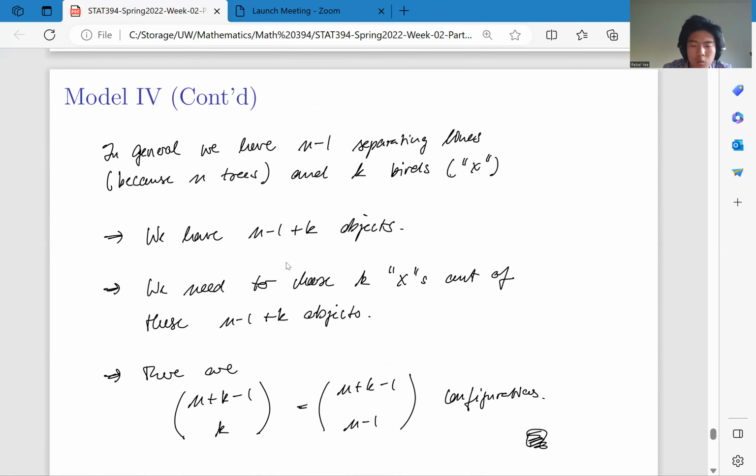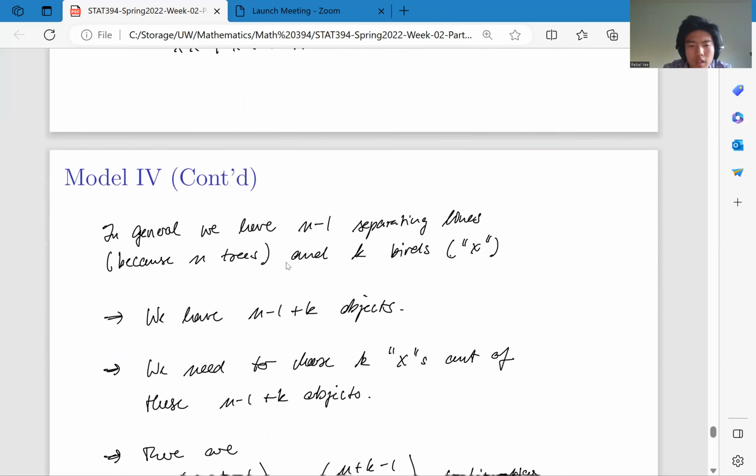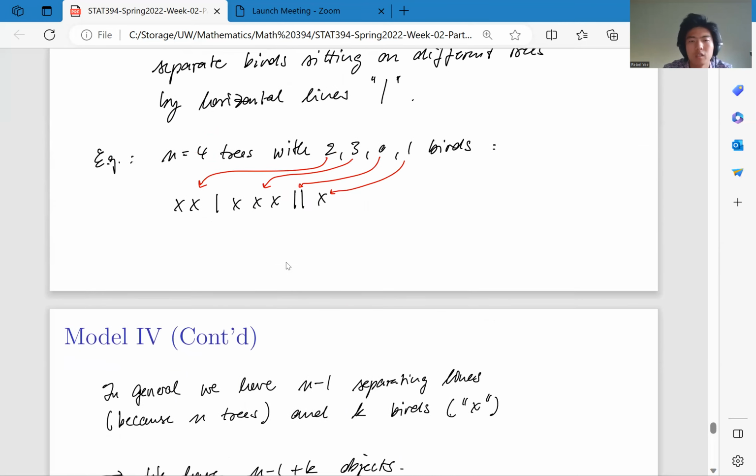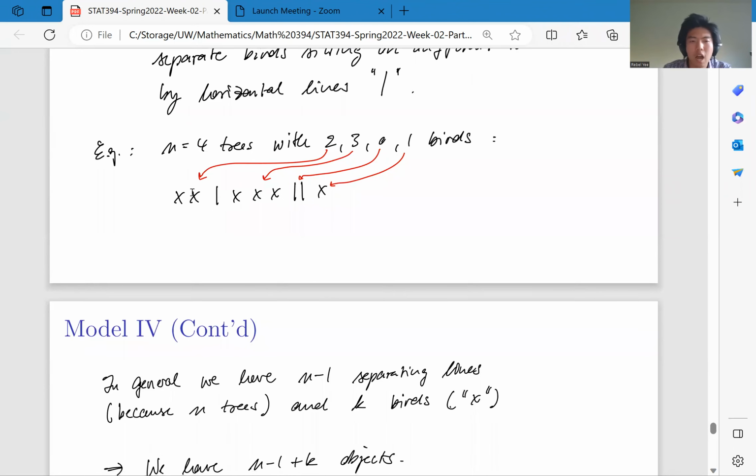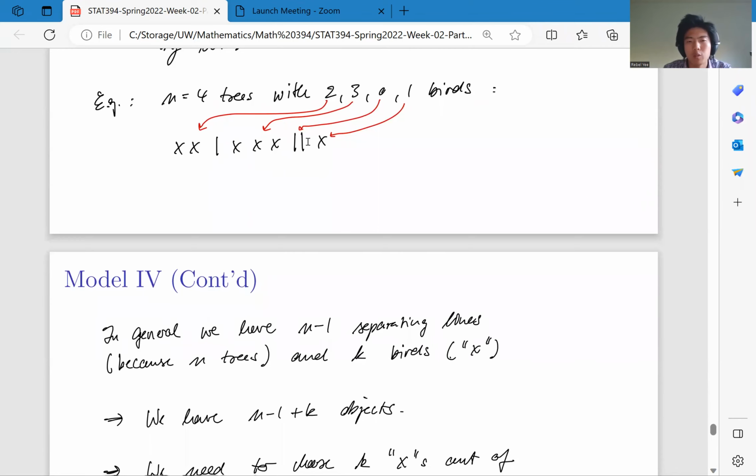So what does this mean? Why do we need to choose the x's out of these n minus 1 plus k objects? Because the trees are already fixed, the order of the vertical lines cannot change. We cannot say one tree pre-exists in the first place, and after the birds fly, the tree also moves. That is not reasonable in this question or in any types of the model 4. So the trees are fixed. We are not able to choose the vertical lines. All we choose is to select the x's, the birds, and separate them into the correct positions.